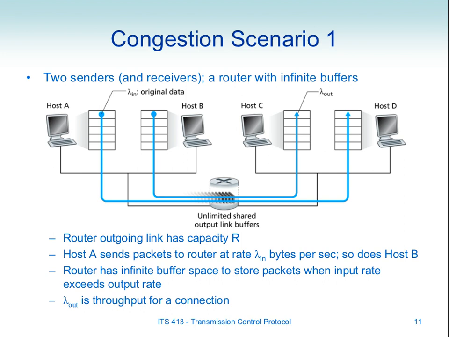What is the rate at which data arrives at the router? The rate at which host A sends is lambda in. The rate at which host B sends is also lambda in. So it's 2 times lambda in. That's the rate at which data arrives at the router.